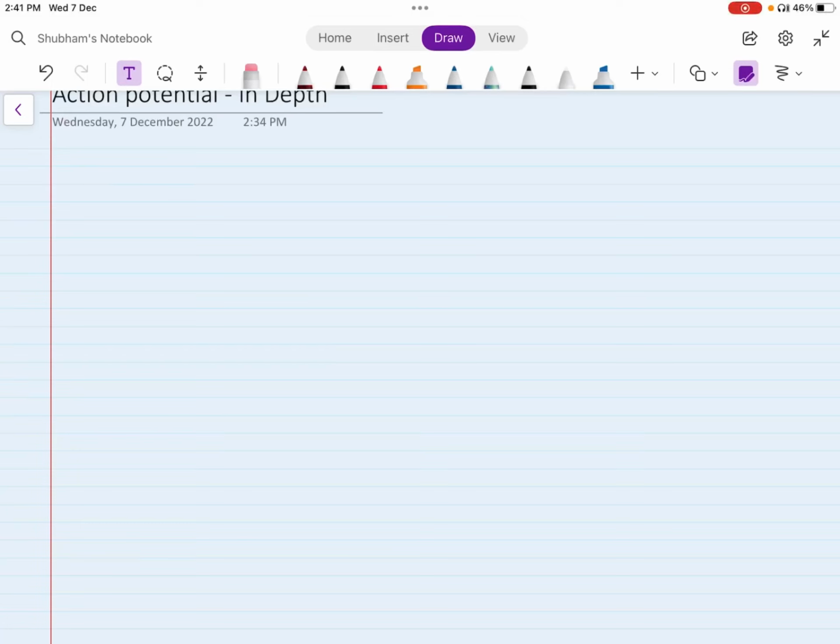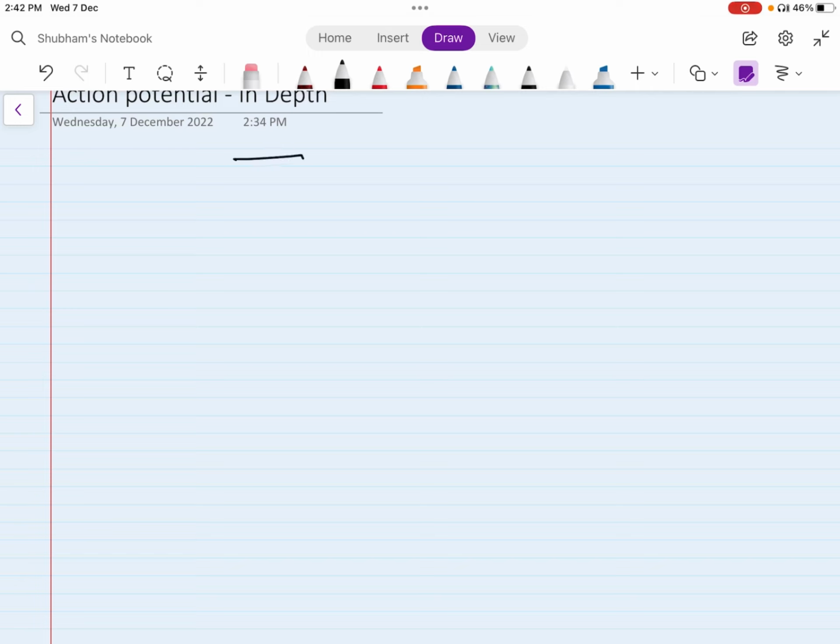Okay, guys, so today we will discuss the in-depth concept of action potential. We have this basic introduction to action potential in our colleges, right? But let me tell you how exactly action potential works and why it is actually present in the body. So let's just start off with the basic concept.